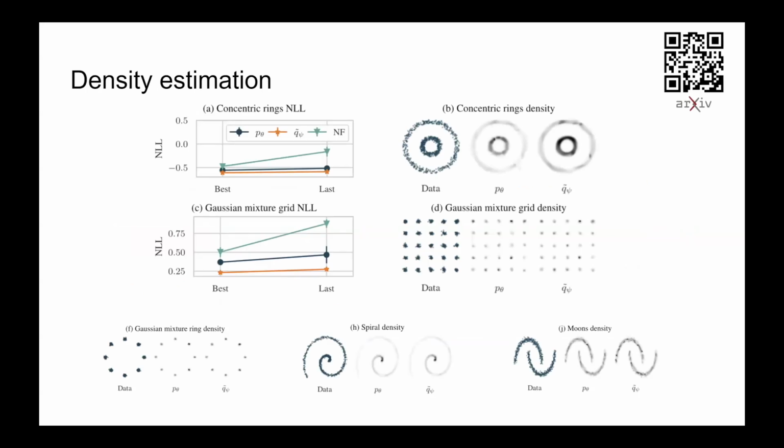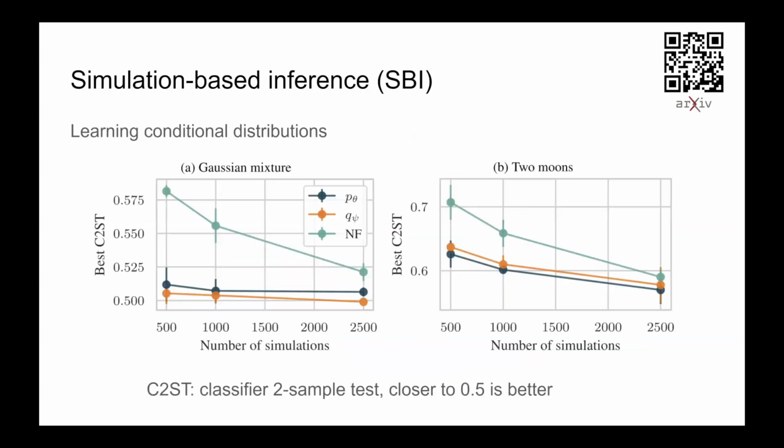So we tested this on also different density estimation benchmarks, and in all of them we were able to capture the whole distribution and capture all the modes in a distinct way. We also looked into a conditional distribution formulation and also used some simulation-based inference benchmarks, and we found that it is able to use less simulation in order to achieve better, higher quality results.